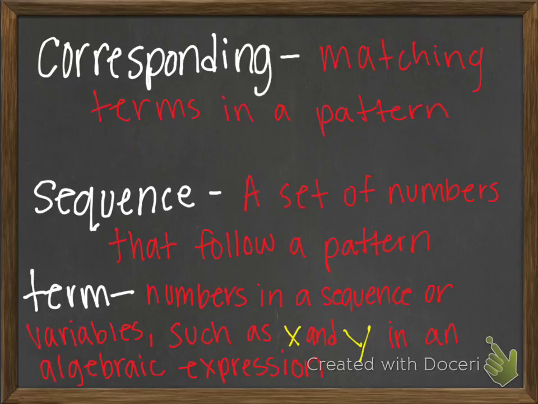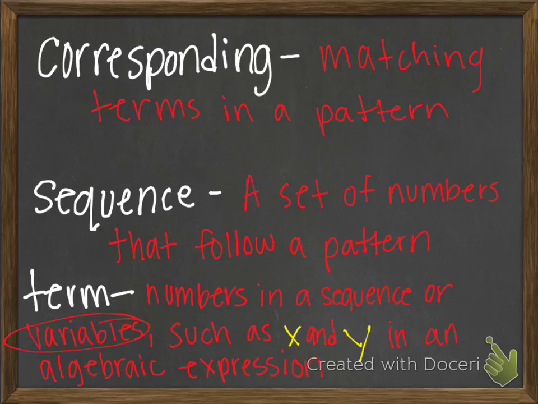So the first thing you will need to do is copy these 3 vocabulary words into your math notebook, and the first word is corresponding, and the definition of that would be matching terms in a pattern. Sequence, that's your next word, is a set of numbers that follow a pattern, and then term is the numbers in a sequence or variables such as x and y in an algebraic expression.